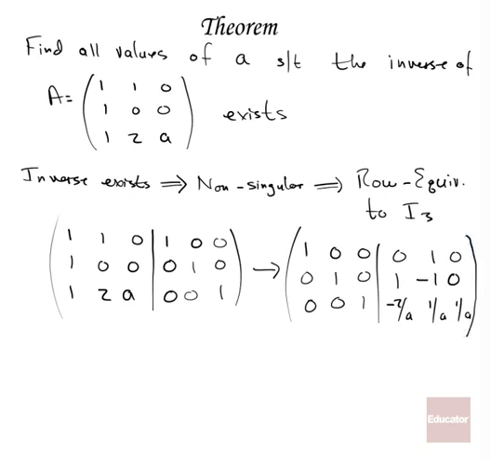This process gives us the inverse. This is A inverse right here. We've done it, converted it. It's row equivalent to I3. In the process of doing that, we've actually created the inverse right here, and the only thing we have to look out for now is, what does A have to be to make this defined? Well, as it turns out, A can be absolutely anything, but A cannot be 0. So A not equal to 0.